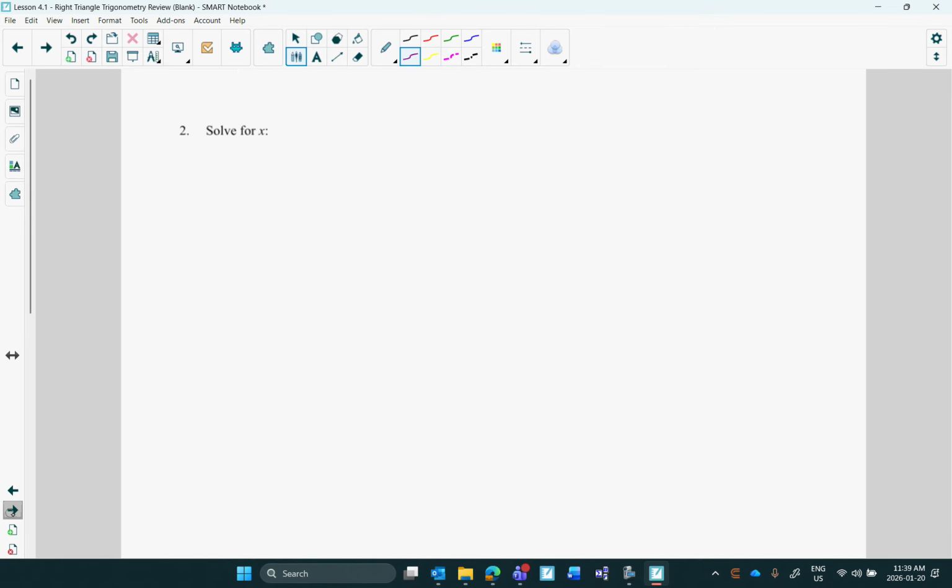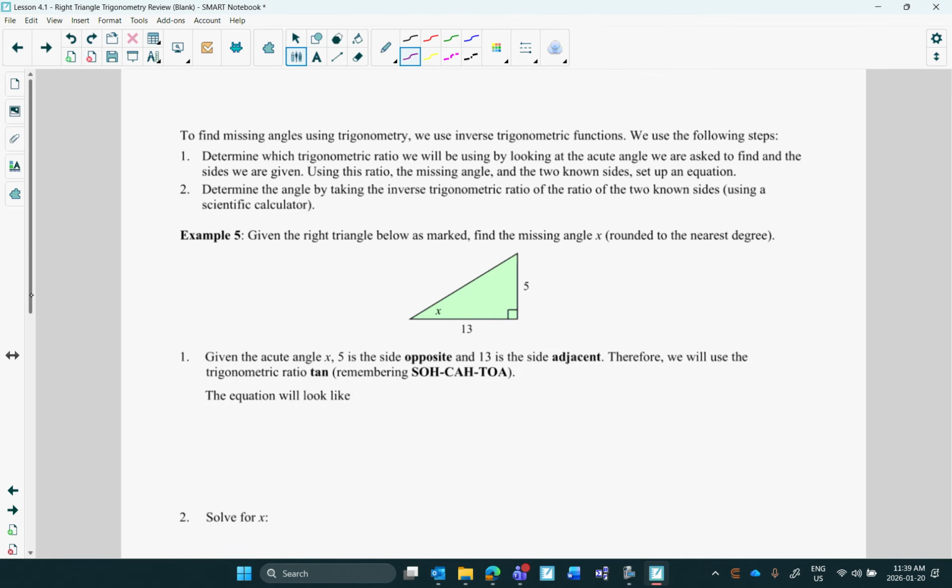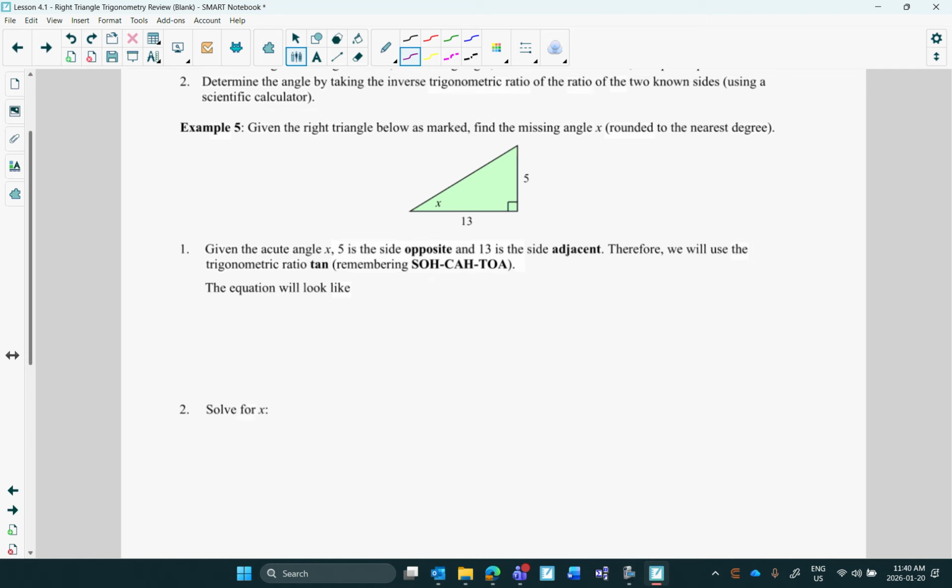Finally, what's the third situation? You're asked to find a missing angle. So in this case, we are asked to find this acute angle. We're given two of the sides. What is the name of this side in relation to the acute angle we're trying to find? Opposite, adjacent, which means tan again. So the tan of the angle is equal to the opposite side, 5, over the adjacent side, 13.